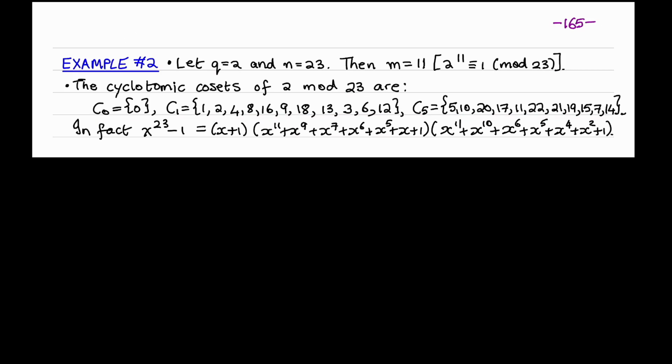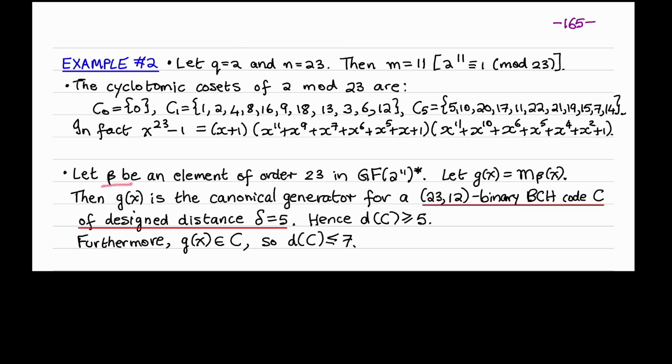In fact, the factorization of x to the 23 minus 1 over GF(2) is x plus 1 times the product of these two degree 11 irreducible polynomials. Let beta be an element of order 23 in the multiplicative group of GF(2^11). And let g(x) be the minimal polynomial of beta over GF(2). Then g(x) has degree 11, and so is the canonical generator for a binary BCH code C of length 23 and dimension 23 minus 11, which is 12.